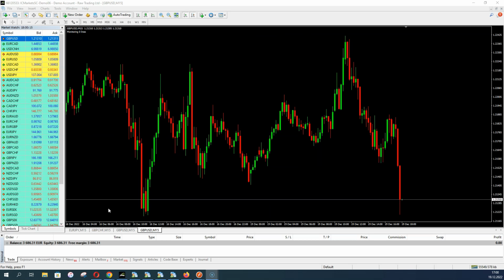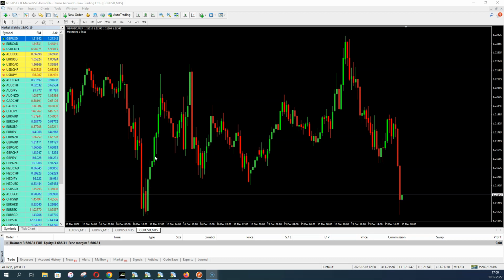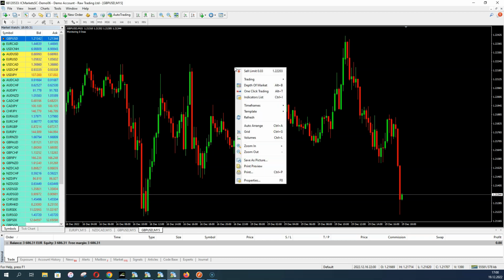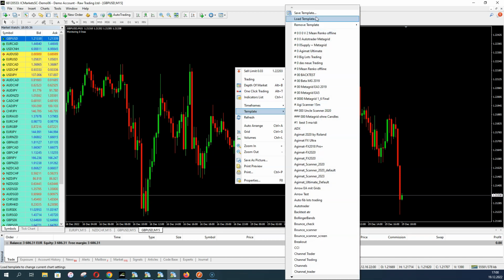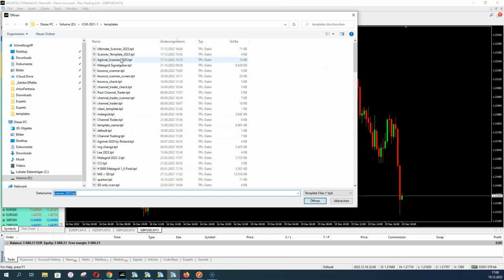The first important question is, how do we start the Ultimate Scanner? For this we simply use a blank chart, for example here on the pound dollar. You can take every other major pair. Then you make a right mouse button click, go to templates and then to load template, and you should find in your list of templates one which says Ultimate Scanner 2023. If you have maybe a newer version, then this last number could be different.